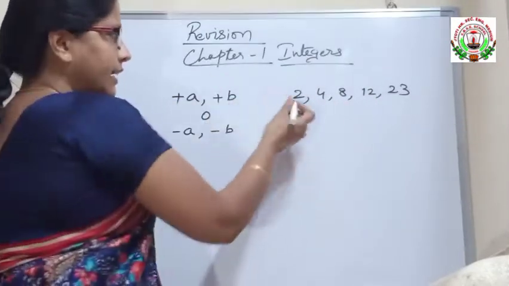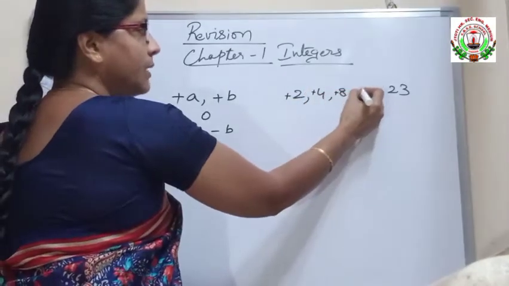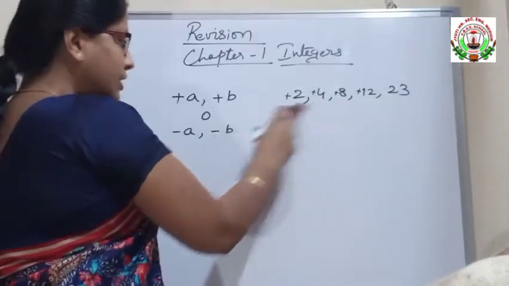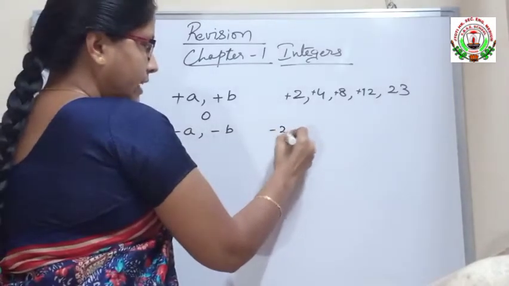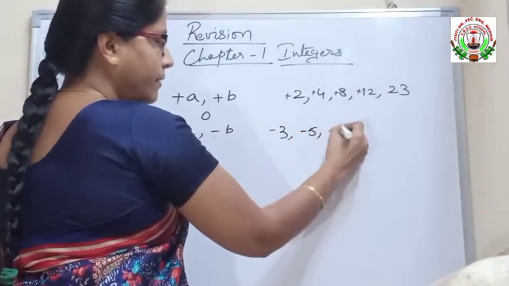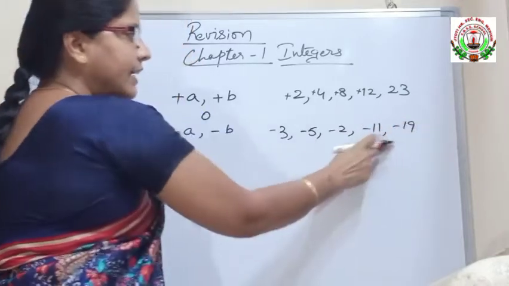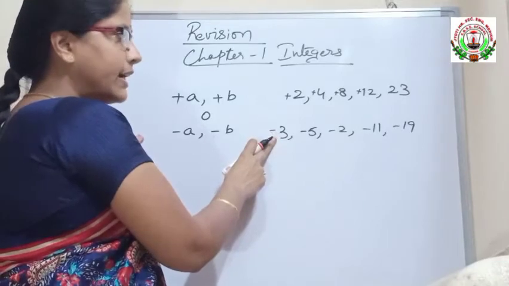having a positive sign. See, plus 2, plus 4, plus 8, plus 12 and so on. These types of numbers are called positive integers, and then there is 0. Negative integers means -3, -5 or -2 or -11 or -19. Any numbers which have a negative sign before them are called negative integers.